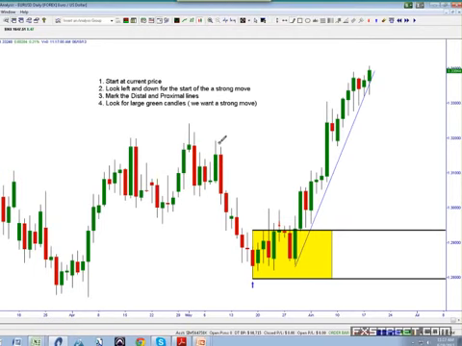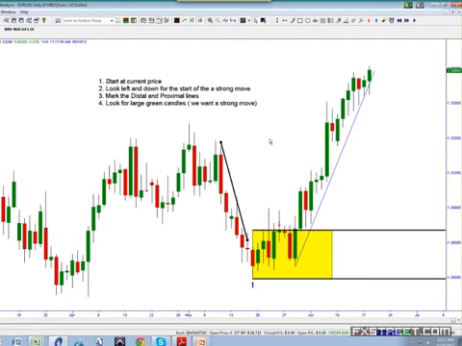Let's see, where's my tool? There it is. Drop, base, and obviously the rally right there. So that would be the demand zone. Now, this is not going to be a quality demand zone. I'll explain why in just a few moments.